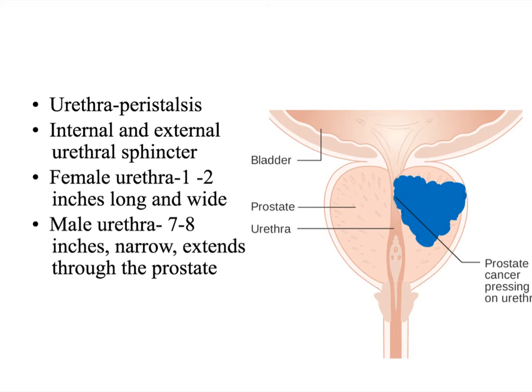Another thing that men get to deal with is the prostate, and here you see the position of the prostate around the urethra. Most men as they age will develop BPH, or benign prostatic hyperplasia, and that can impinge on the ability to produce a normal forceful stream of urine.